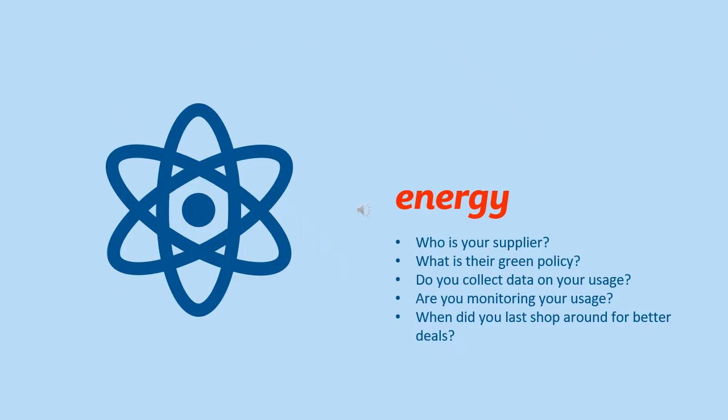So the next few slides are going to work through each of the emission elements in turn and just outline some of the prompts you might want to ask yourself as you're considering the actions you might take. Energy, of course, is your biggest scope 2 emission. So have a think about who your supplier is, when you last shopped around for better deals. If there's somebody with a greener track record, can you switch to renewable energy? And how much are you monitoring your usage? Those are just some of the questions you might want to ask yourself there.